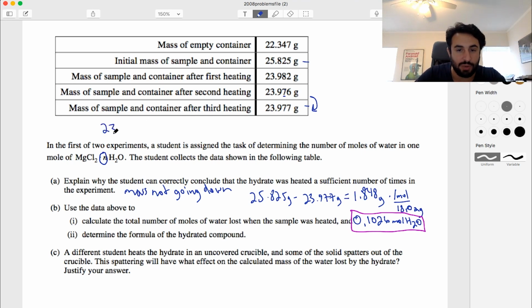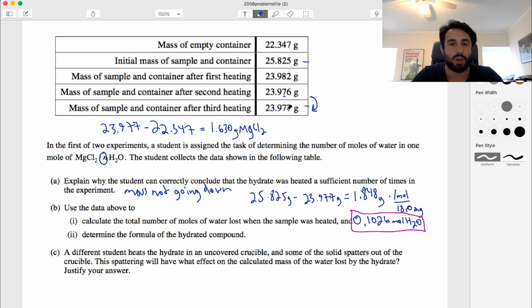So if we do 23.977 minus just the container by itself, 22.347, that gives us 1.630 grams of MgCl2. Because this is with no water. This is just the container and MgCl2, and this is just the container. So if we subtract, we get the mass of MgCl2. All the water is gone. And then again, let's multiply by 1 mole over, and then we have a periodic table, so you can get this very easily.